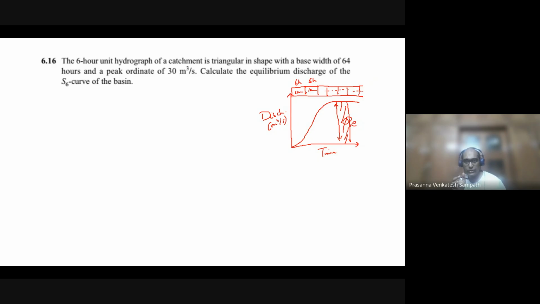QE, meter cube per second, into 1 hour into 3,600 seconds per hour. So the area there will be QE into 3,600 meter cube. Right, so QE into 3,600. This is the volume of runoff produced. Okay, this must be equal to... how can I find the volume of runoff produced in that 1 hour?